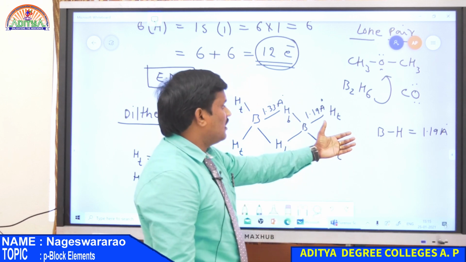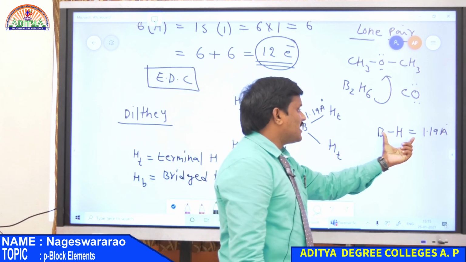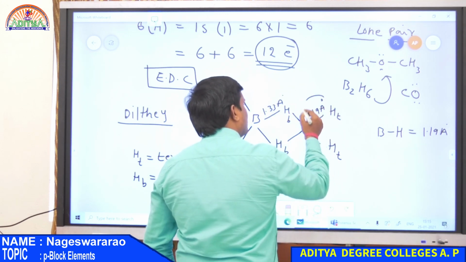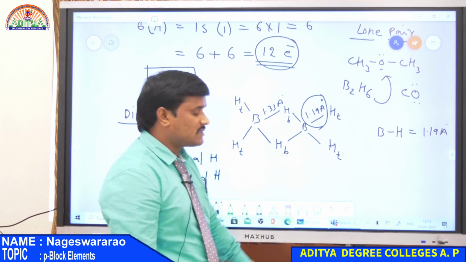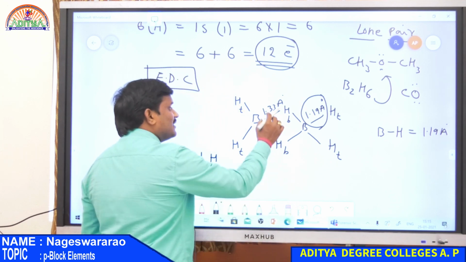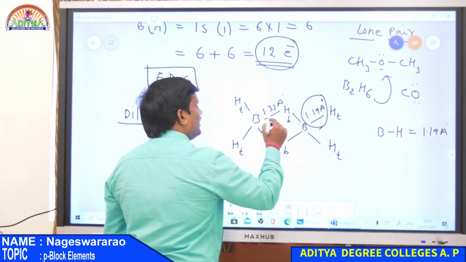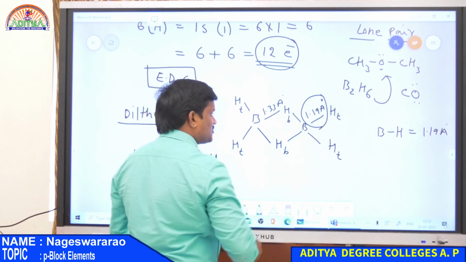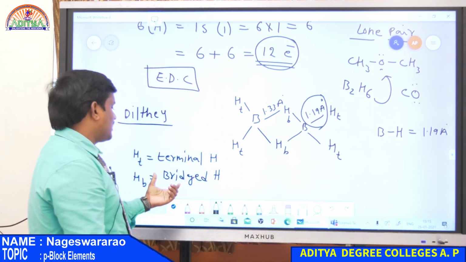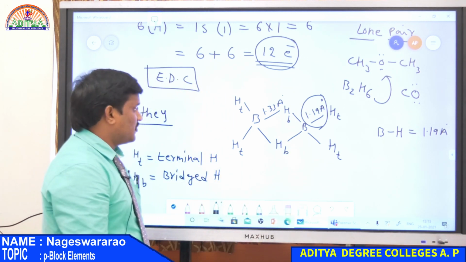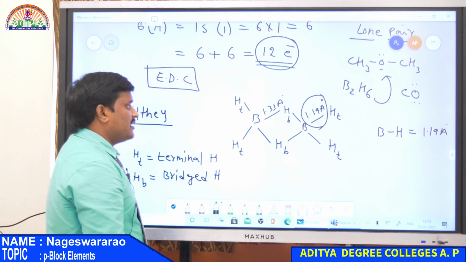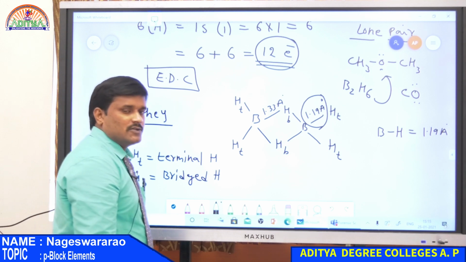So basing on this rule, normal BH has a 1.19 bond length, and here terminal hydrogens also have the same bond length. Hence, these 4 hydrogens behave as normal, whereas here the bond length increases. So it means it is a weak bond compared to the terminal BH bond. Therefore, these 2 hydrogen atoms behave differently. That is why these are referred to as bridged hydrogens. So B2H6 has 2 different types of hydrogens, bridged hydrogens as well as terminal hydrogens.